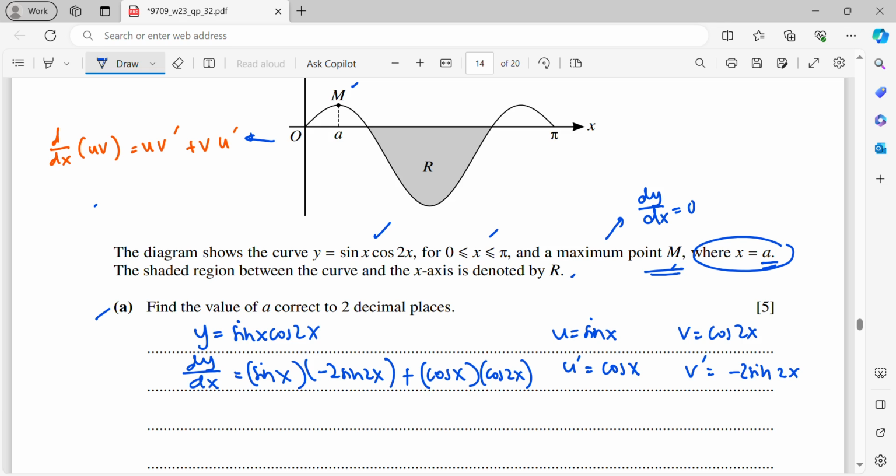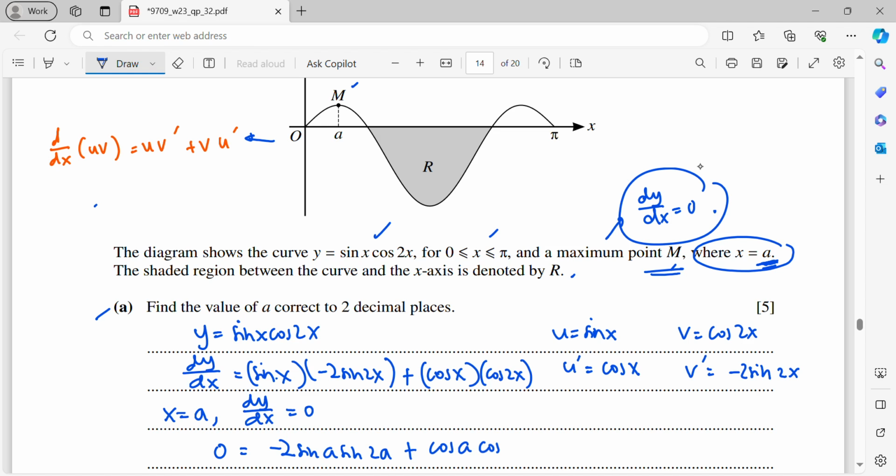Okay, then from here, it's given that when x equals to a, dy/dx equals to 0. So when x equals to a, dy over dx equals to 0. Then I will just write 0 is negative 2 sine a sine 2a plus cos a cos 2a.